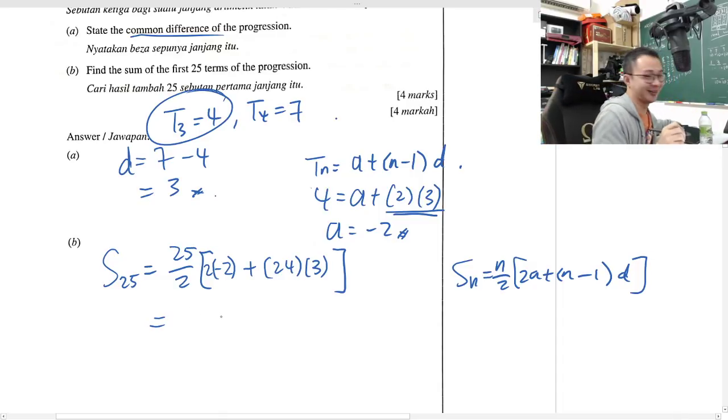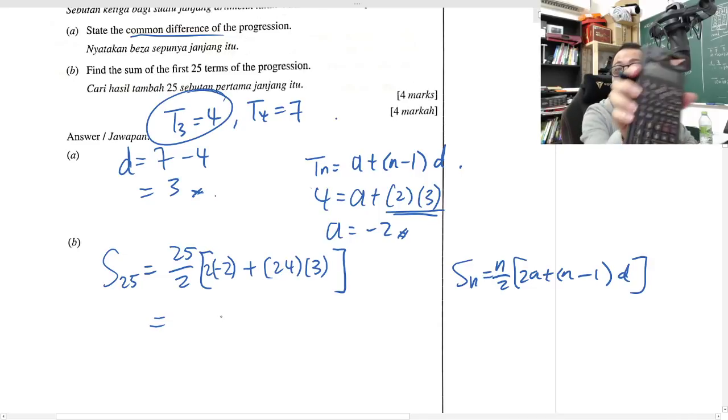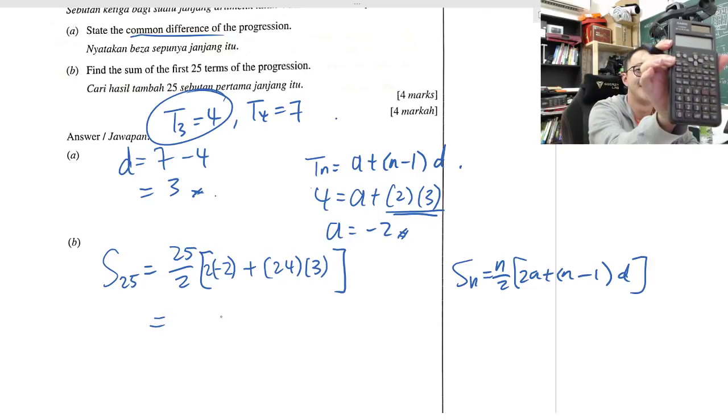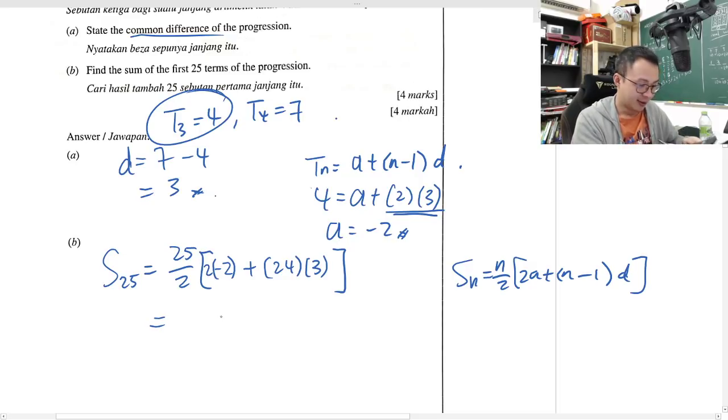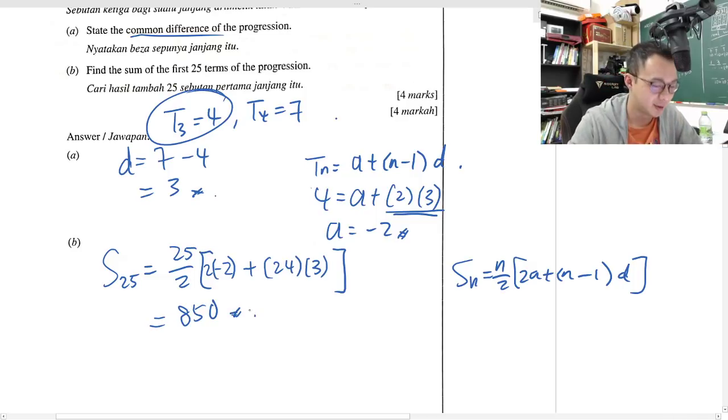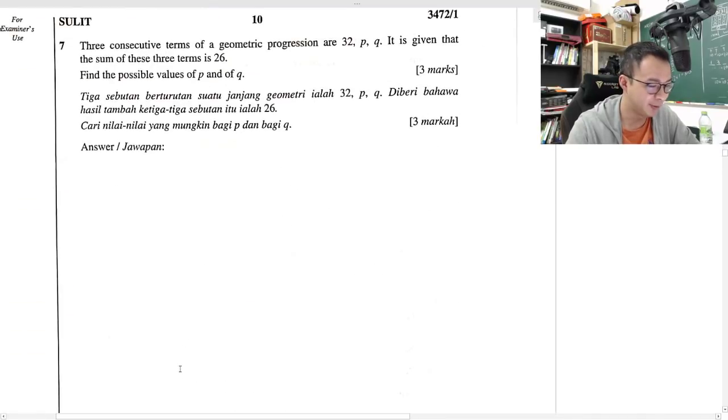So I will use the calculator, and I just bought the new calculator. I'm not sure you can see or not, because they told me the old version will be substituted by this version. So I just went to buy it because I wanted to see if there are any new features. So 24 times 3, and then multiply by 25 over 2. So it's 850. Alright, so yep, this is how I will do it.